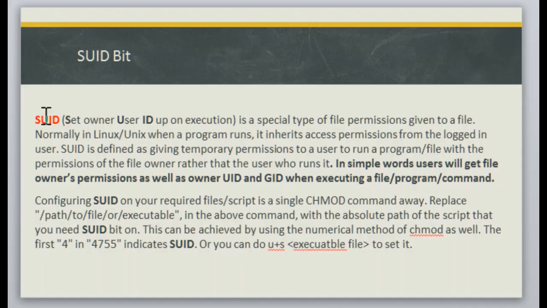So the set user ID, or set owner user ID, is a special type of file permission given to a file. Normally in Linux and Unix, when running a program, it inherits access permissions from the logged in user. Set user ID is defined as giving temporary permissions to a user to run a program or file.